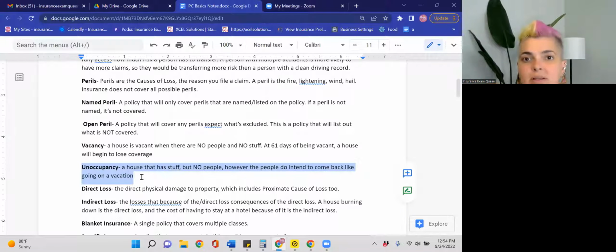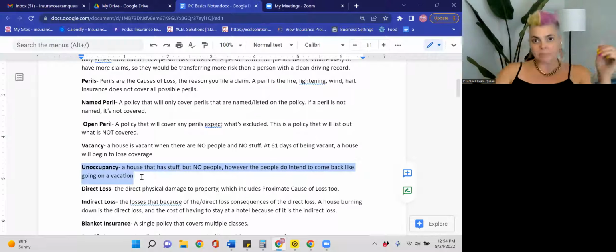So unoccupied is just no people, but there is stuff. There is furniture there. You plan to be back. That's another thing about unoccupied, is the intent to return. If you intend to return, you plan to come back, you're only on vacation, the vacation should trigger unoccupied.